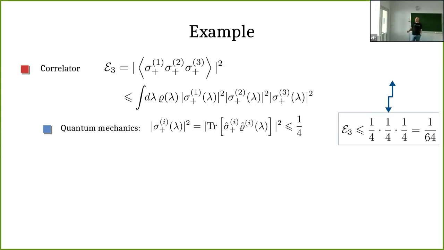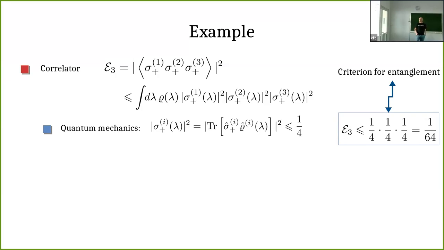If you violate this inequality for three binary systems, this means you have entanglement. So this inequality, E3, where three denotes three subsystems, smaller or equal to 1/64, is a criterion for entanglement.